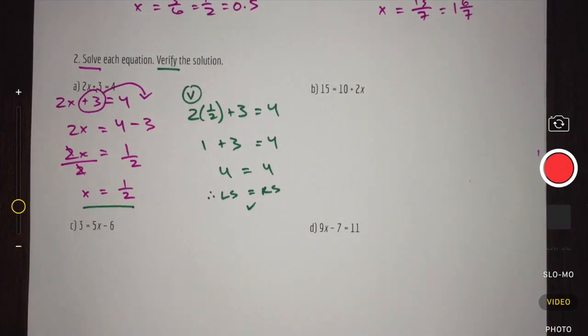Take a couple minutes and figure out questions B, C, and D on your own. Make sure to verify after you have solved each equation.